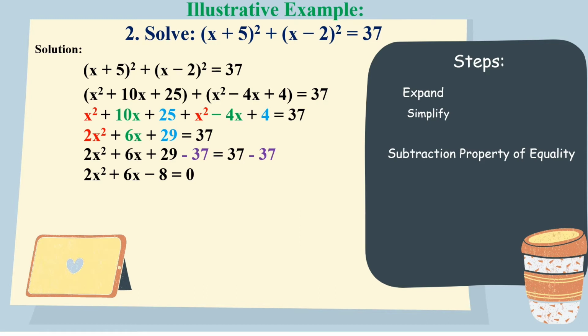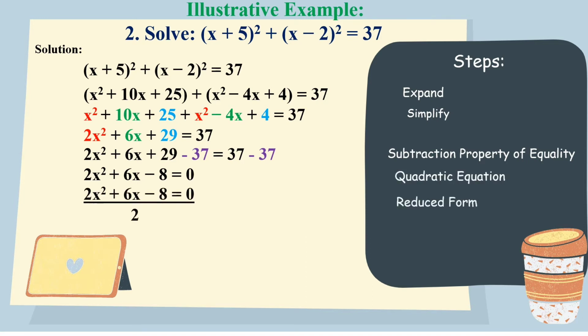As you can see, the first term has numerical coefficient which is 2. So, we have to divide the equation by 2. By reducing it, we'll now have x squared plus 3x minus 4 is equal to 0. Can you give me factors of negative 4 that is sum of positive 3? You got it right! Negative 1 and positive 4.